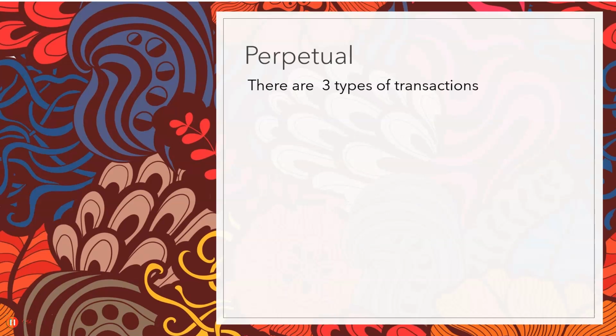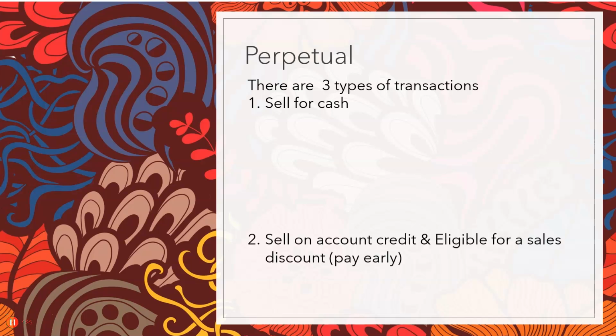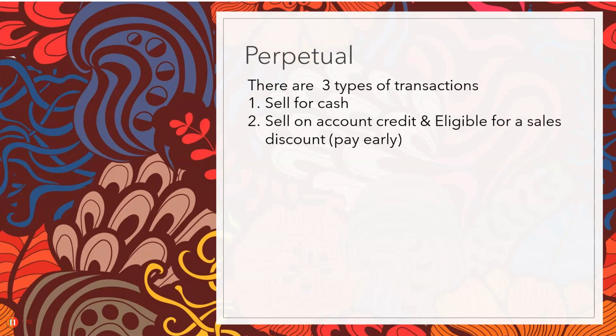We're going to focus on three primary entries. What happens when there's a sale? What happens when you sell on account and they're eligible for sales discounts? And what do you do with sales returns?